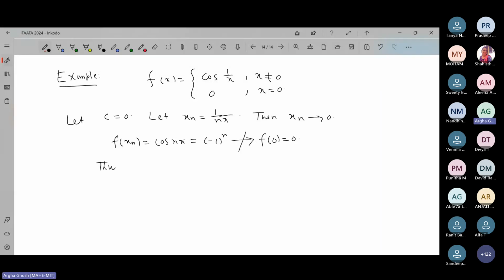Thus, f is not continuous at x equals 0. Okay. What about the other points? You can prove that it is continuous at all other points.